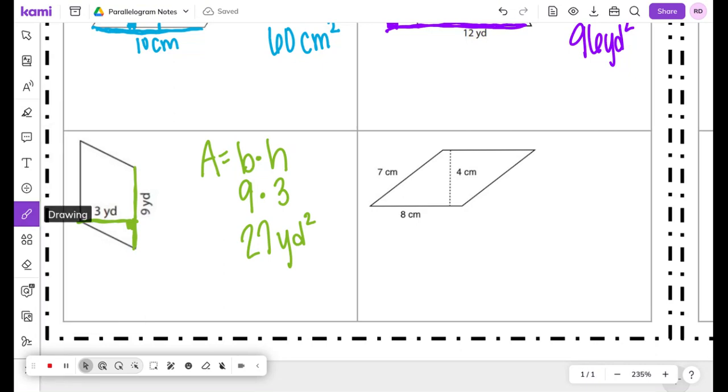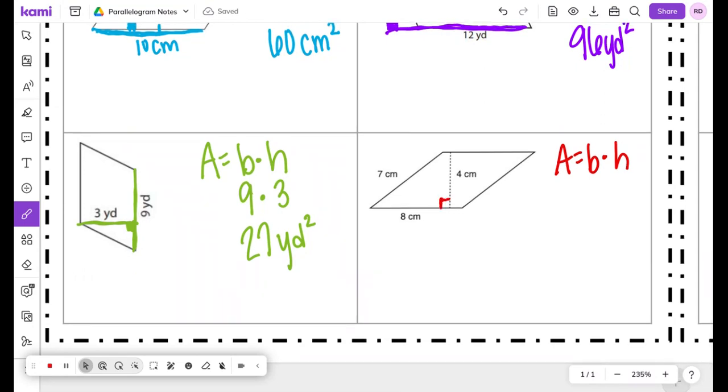In our fourth example, they've given us 3 numbers. But again, the formula is just base times height, so we don't need 3 numbers. We just need the 2 that make the right angle. So in this case, they didn't draw it for us, but you can see right here, that's your perfect square. This 7 is also on a slanted line. We don't use the measurements on a slanted line when it comes to area. So our area is going to be 8 times 4, which is 32 centimeters squared.